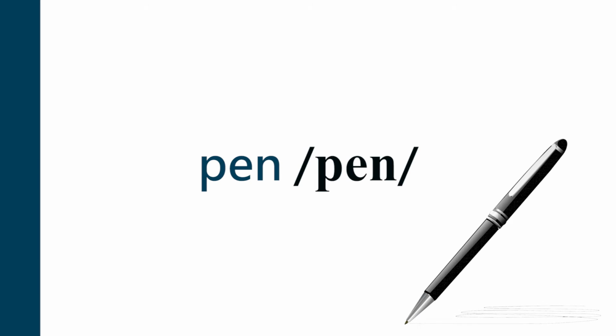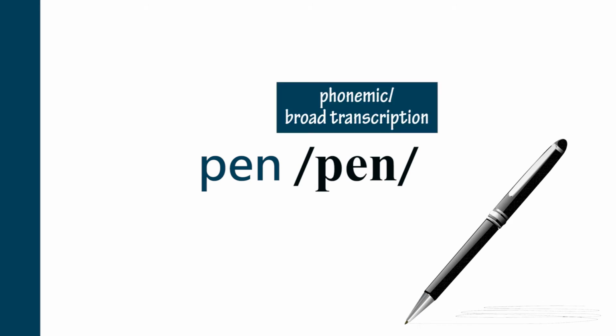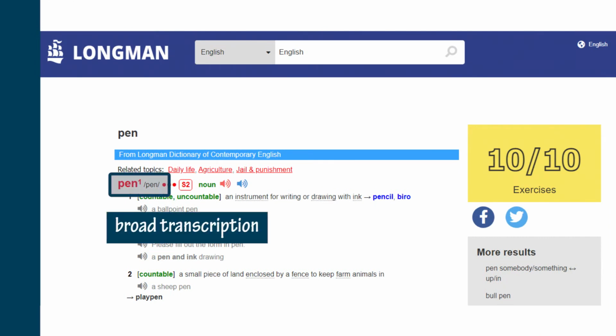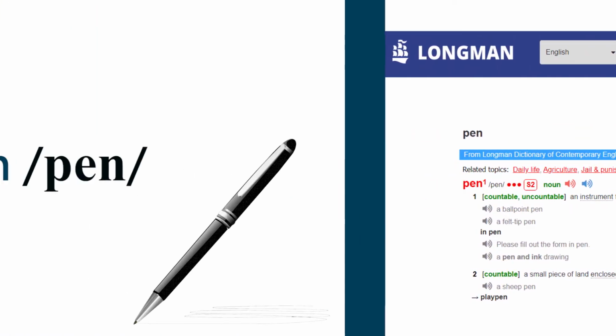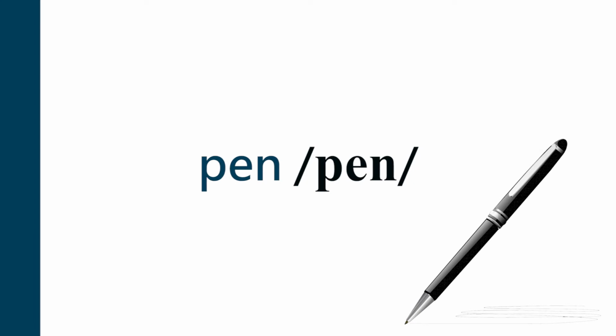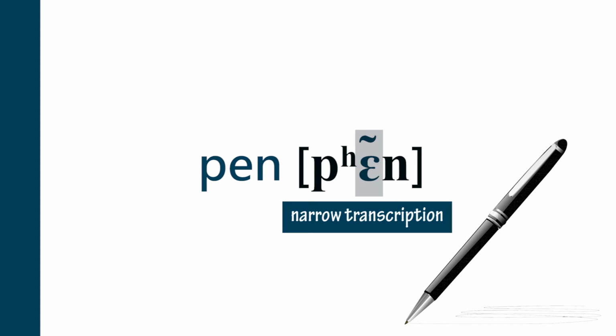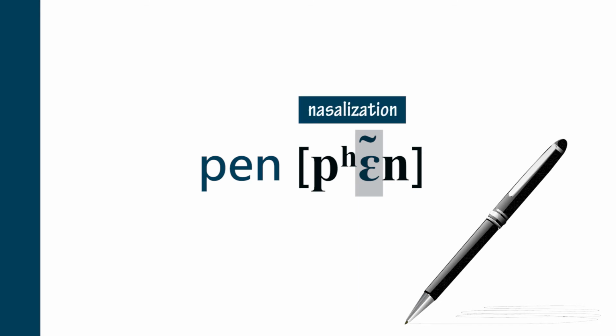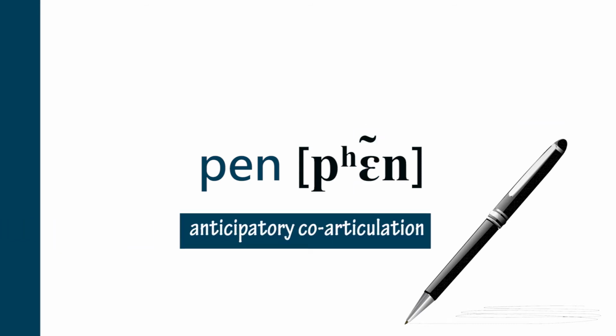So, for example, the word pen, we transcribe it phonemically as pen. If you go to the website, you will see the broad transcription, the phonemic transcription. If you want to be more precise with your transcription and use the IPA symbols, you would need to be very specific about the vowel symbol you use, which in this case is e. And then, if you want to go more narrow, you would put the superscript tilde on top of the vowel to indicate that the vowel is nasalized. So this is what I meant by anticipatory co-articulation or regressive assimilation, which here appears in the form of nasalization of a previous vowel being assimilated to the following nasal.